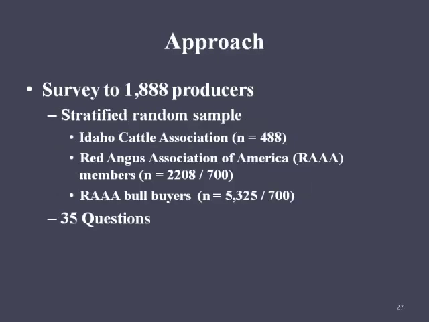So the survey went out to 1,888 producers. And we took a stratified random sample: Idaho Cattle Association members, 488; Red Angus Association members, 700 of those; and Red Angus bull buyers, 700 of those. And there was a 35-question survey that got posted out with telephone follow-up.